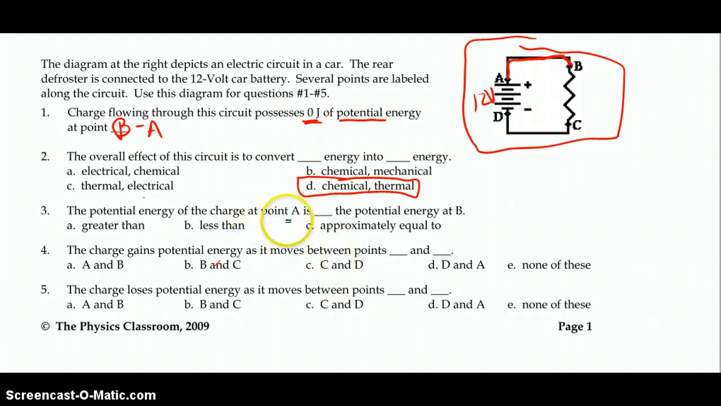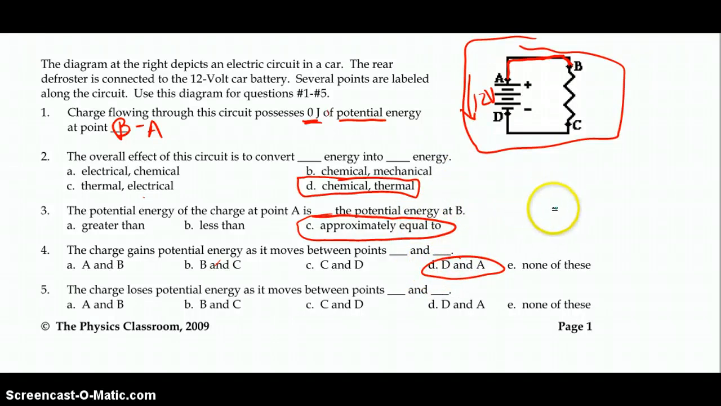The potential energy of the charge at points A and B are approximately equal. They're both essentially 0. We've used up all the energy by that point in time. The charge gains potential energy as it goes through the battery. So a battery doesn't charge something, it energizes that charge. It gives it energy. So that's points A and D.